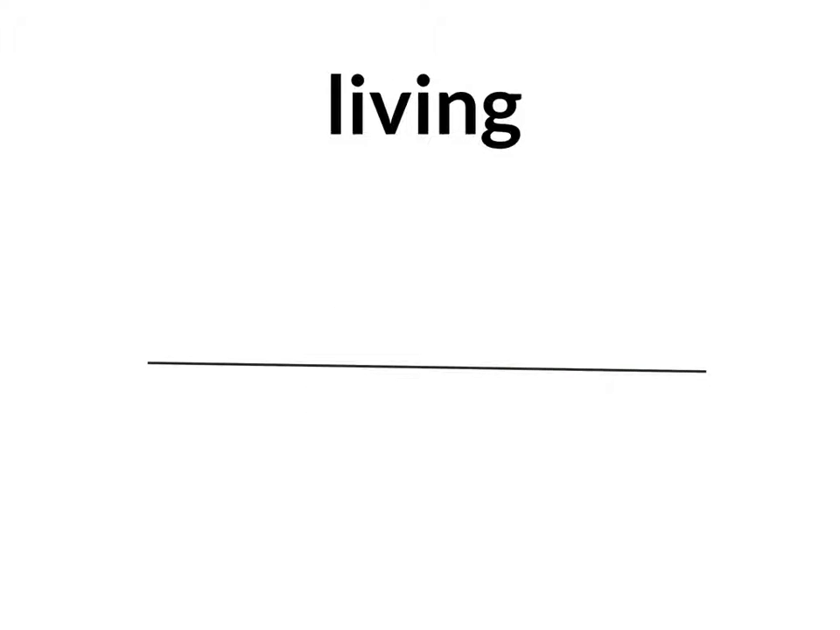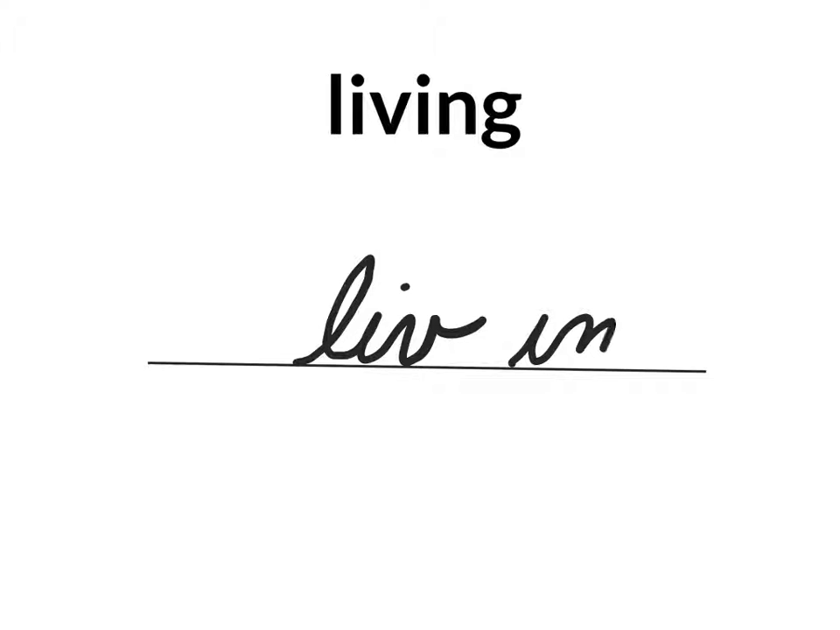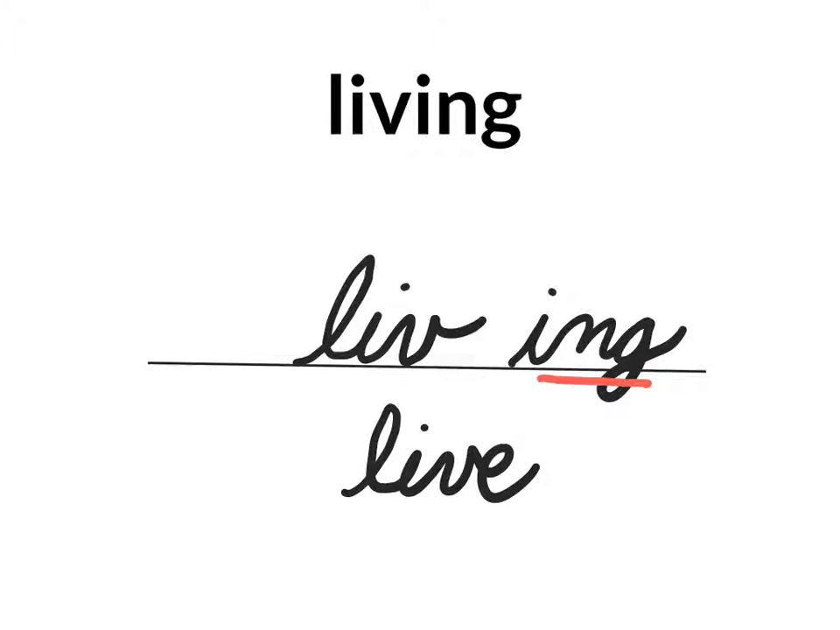Living. We think to spell l, i, v, i, ng. We underline the ng. It's important to remember that even though this is a word like live, silent final E words like live lose the need for the E when you add a vowel suffix.